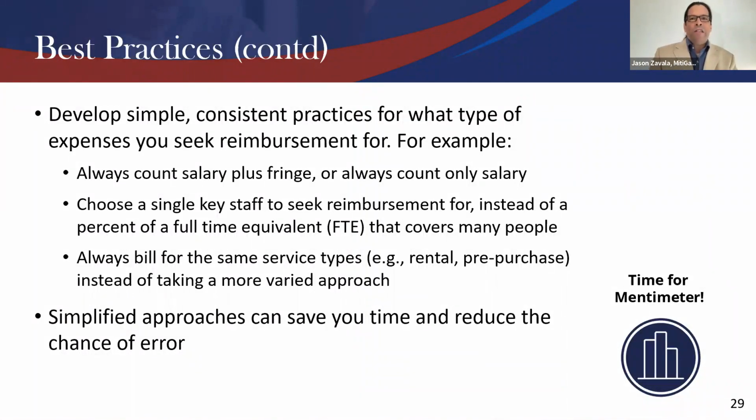As I alluded to on the prior slide, develop simple, consistent practices for expenses you seek to be reimbursed. Here are 3 examples. Always count salary plus fringe, or always count only salary. And or choose a single key staff to seek reimbursement for instead of a percent of a full-time equivalent that might cover many people. And lastly, try to bill for the same service types like just rental or just pre-purchase counseling instead of taking a varied approach. By avoiding complexity, these approaches can save you time and reduce the chance of costly errors.